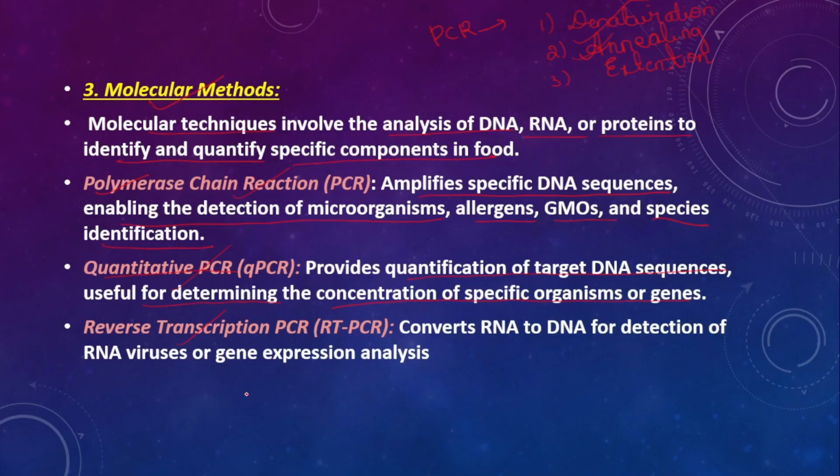This is highly sensitive and specific, making it a powerful tool in research and clinical diagnostics. The results are typically presented as a cycle threshold (CT) value. Next is reverse transcription PCR. It is a laboratory technique used to convert RNA into complementary DNA and then amplify the complementary DNA for analysis.